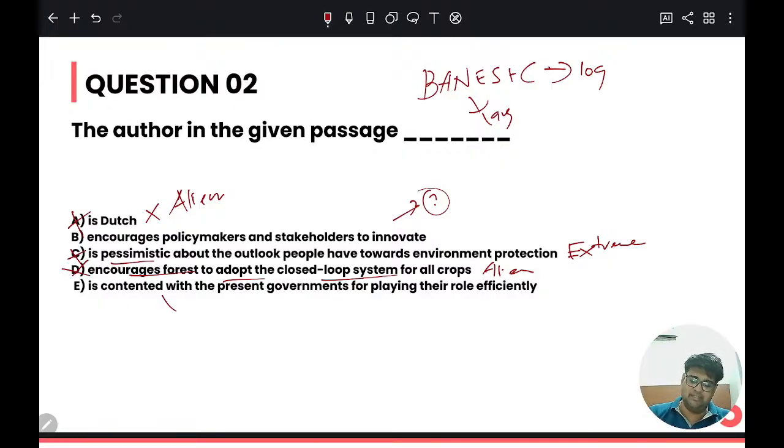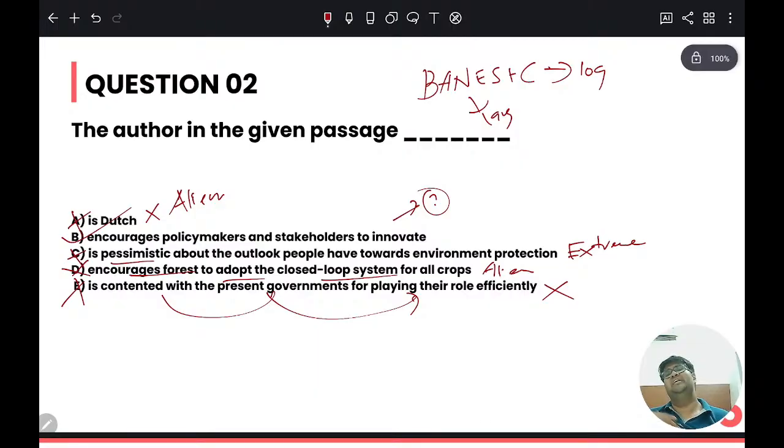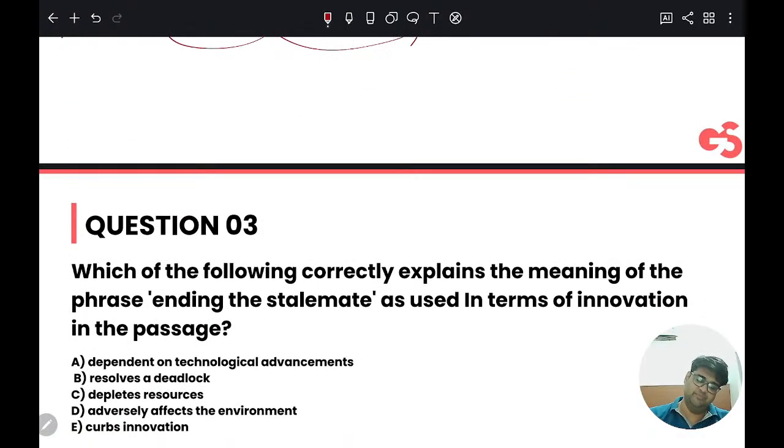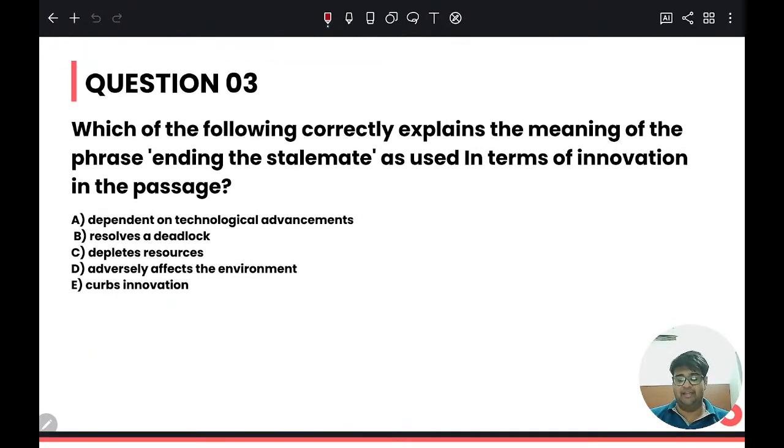Is contented with the present governments for playing their role efficiently. No, no, no. He is criticizing the government. He's saying in the initial paragraph that either it is ecology or it's economy, then that is according to the political whims only. So B is my option. Which of the following correctly explains the meaning of the phrase ending the stalemate as used in the context of innovation in the passage? Ending the stalemate. Explanation of this stalemate.